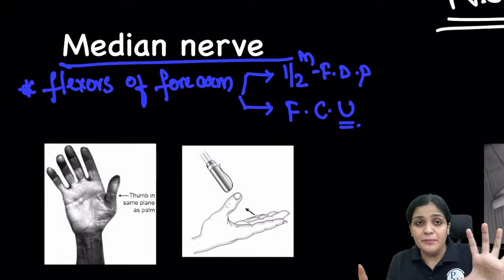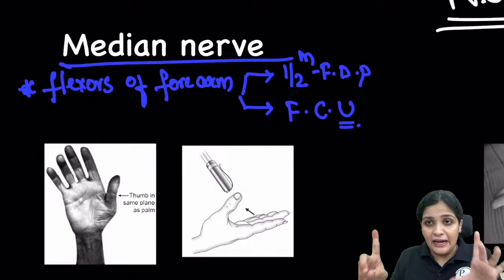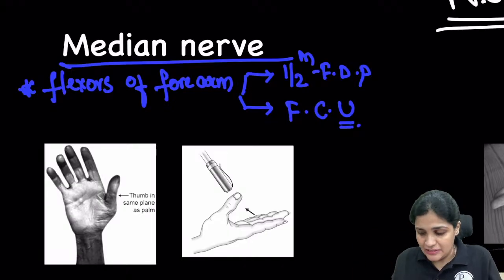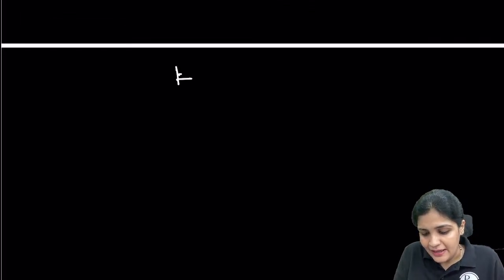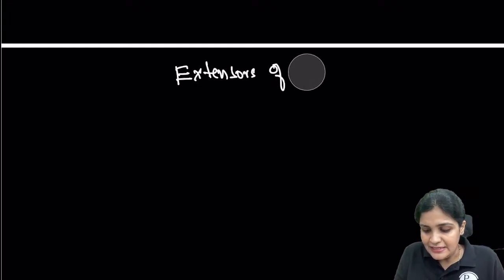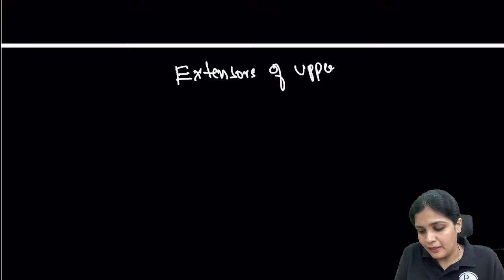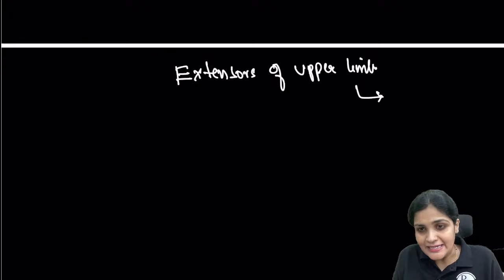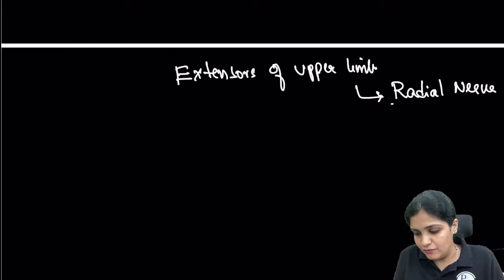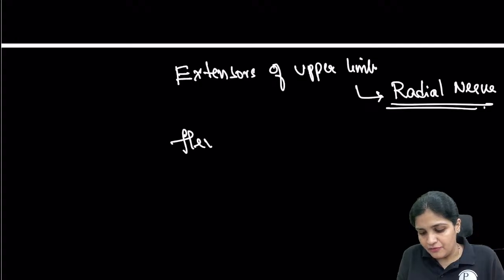Okay. You have to remember that median nerve and ulnar nerve will supply the flexors. Radial nerve will supply the extensors. Okay. This should be integrated in your mind. Whenever somebody is talking about extensors of the hand, or in that case the upper limb, what is the answer? All the extensors are supplied by the radial nerve. Yes, no confusion. Radial nerve, no confusion. And if somebody is talking about flexors.